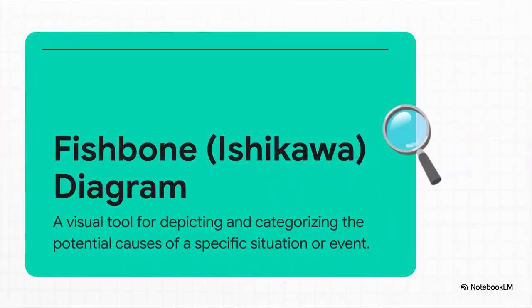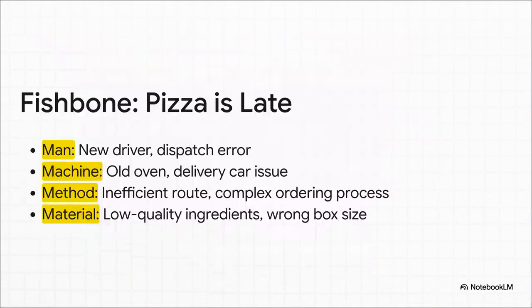But what happens when the problem is a bit more complicated than just a broken belt? For that, we've got the fishbone diagram. This is your absolute go-to for a structured team brainstorm. It makes sure you're considering all the possible things that could be contributing. Just look at this simple example, a late pizza.